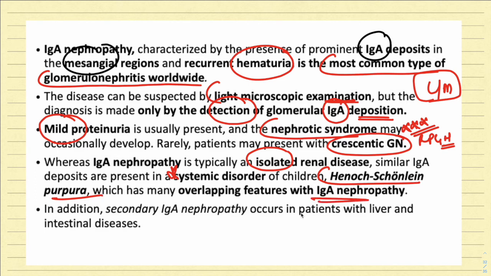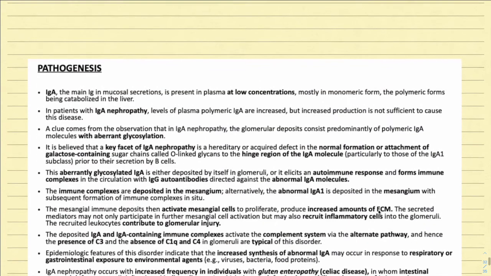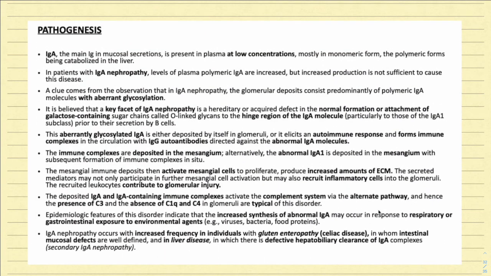Now in addition, secondary IgA nephropathy might develop in patients with liver as well as intestinal disease. If you look at the pathogenesis over here, very, very important. In one line, the pathogenesis is that this immunoglobulin IgA is having an abnormal form of glycosylation, because of which it gets trapped and deposits in the kidney.